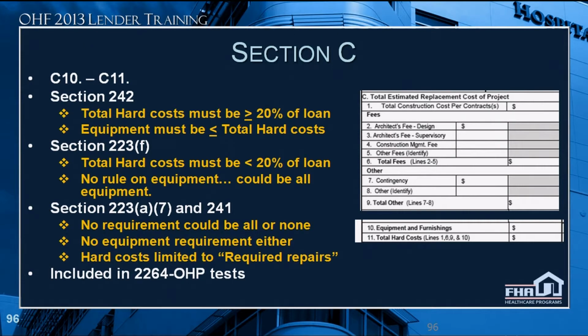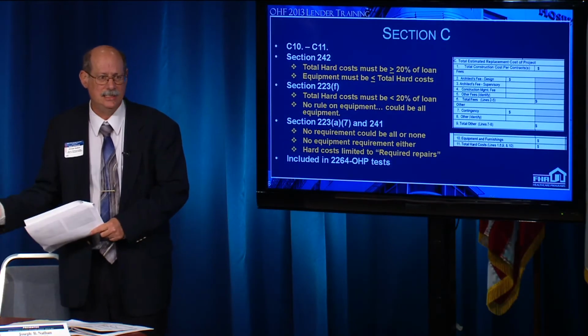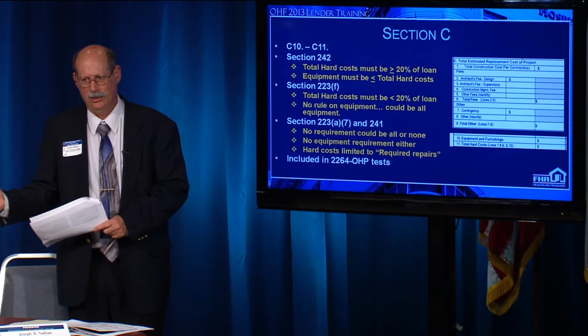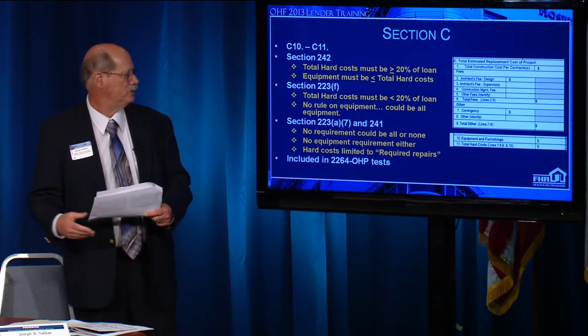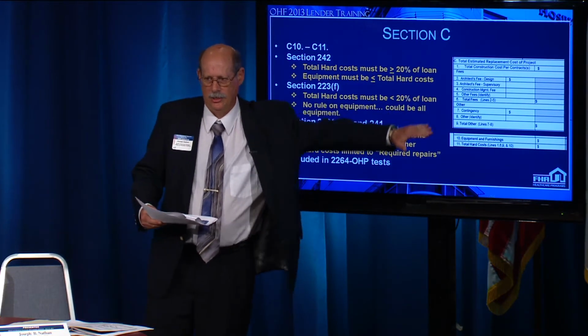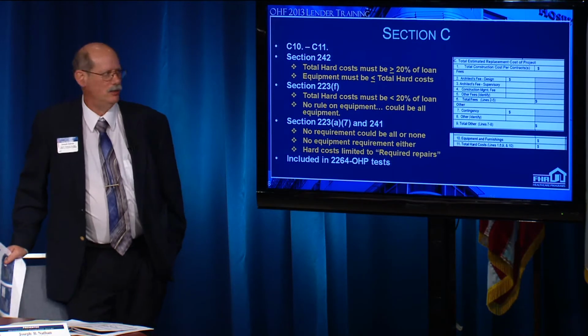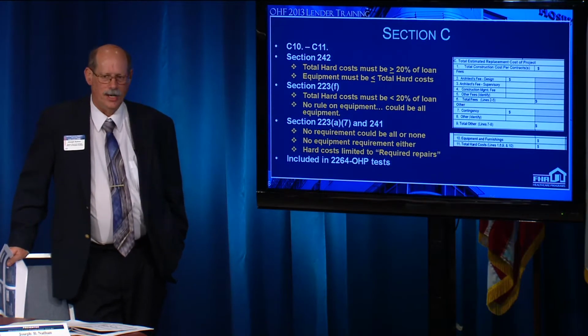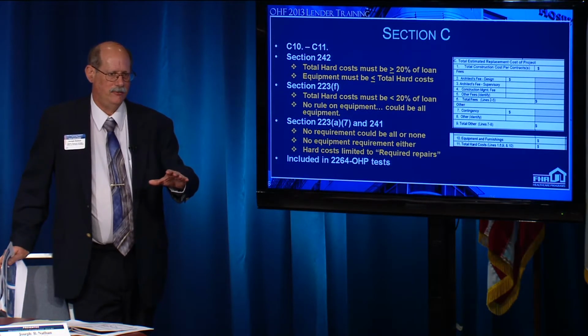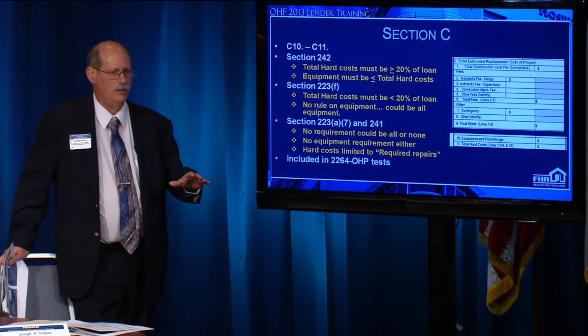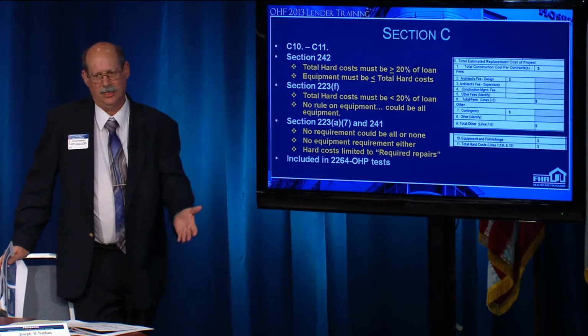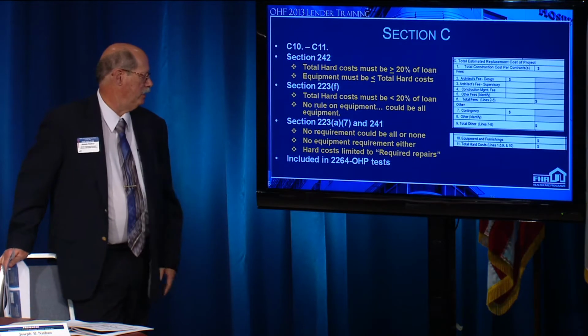On a 223A7 and 241, on 241, there's no requirement for equipment. Probably there's hard costs. If you were actually purchasing a property, that's a case where you could have no hard costs, because the purchase would go over on the other section that we talked about earlier. But typically you are going to have hard costs on a 241, but it could be all of it, it could be less, whatever.